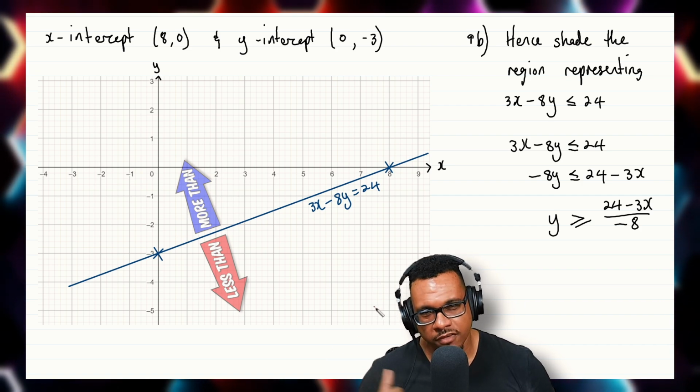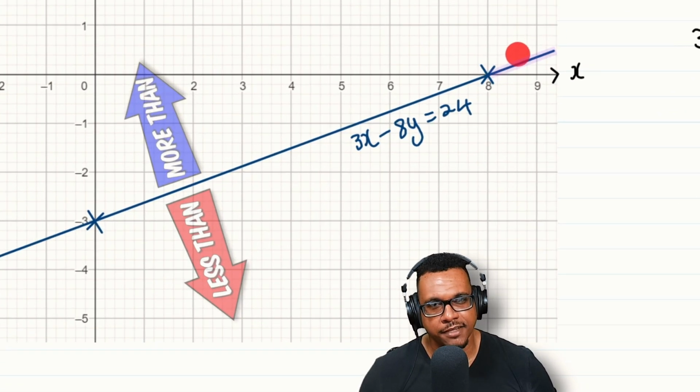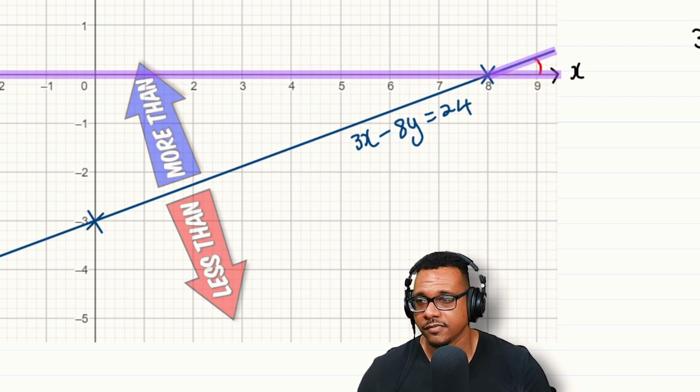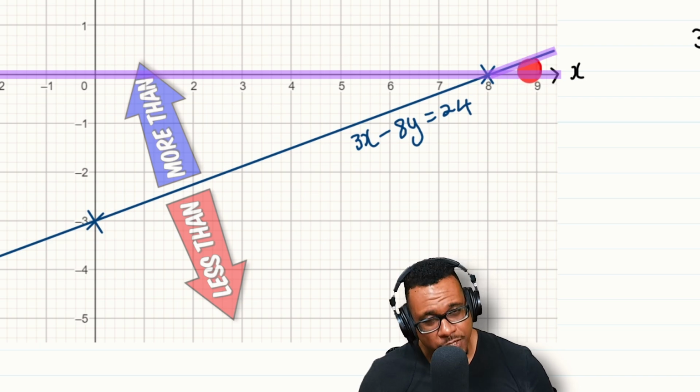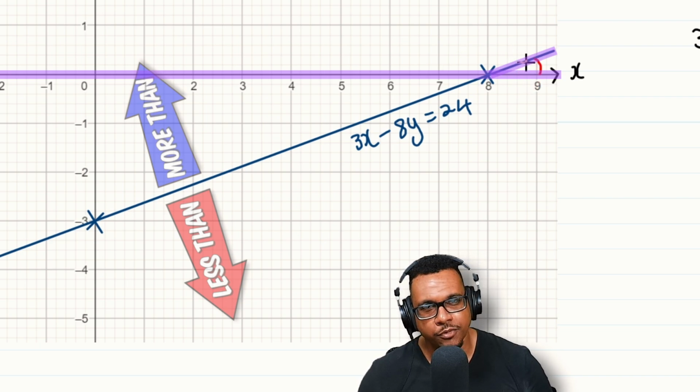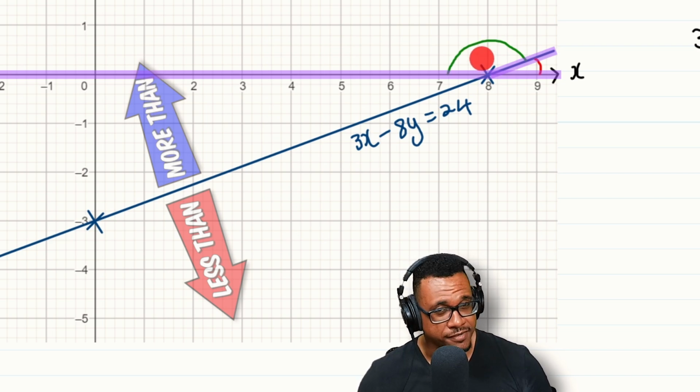Now, another way of looking at it is, you see this line, it makes an angle with the x-axis. So this angle here would be an acute angle. So the side with the acute angle represents less than. And this side would form an obtuse angle, and the side with the obtuse angle will represent more than.